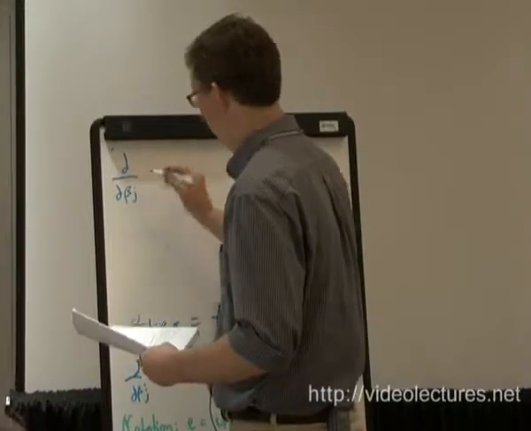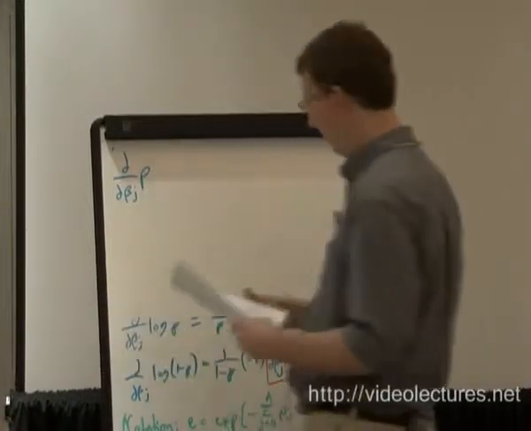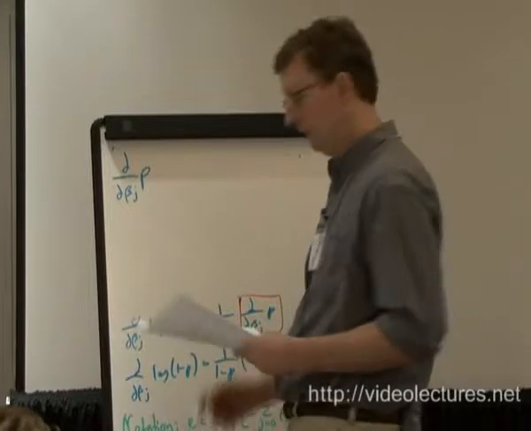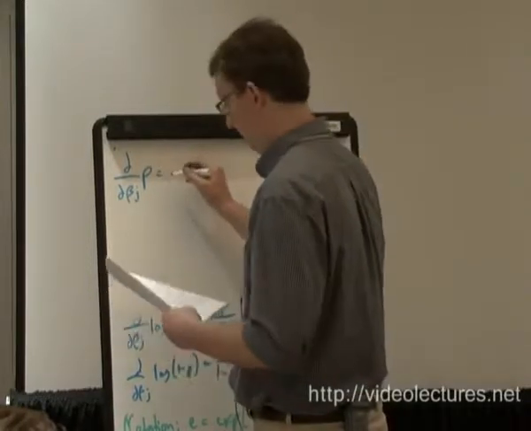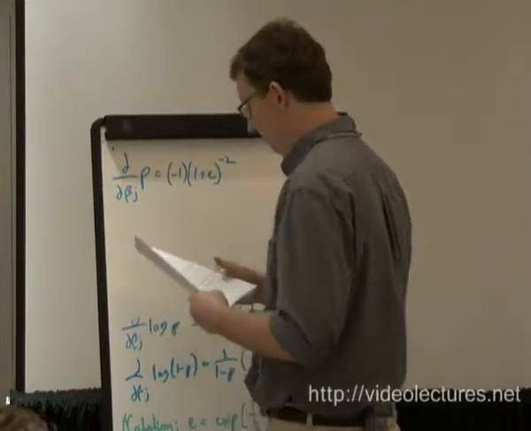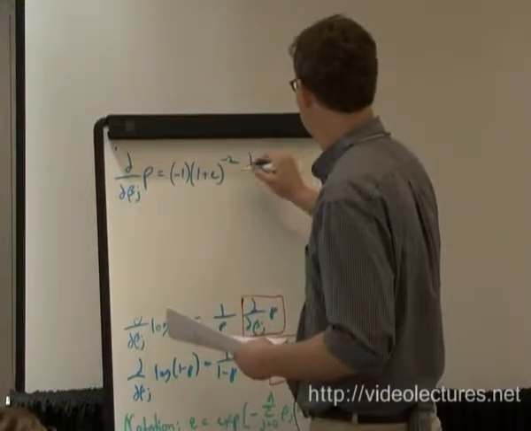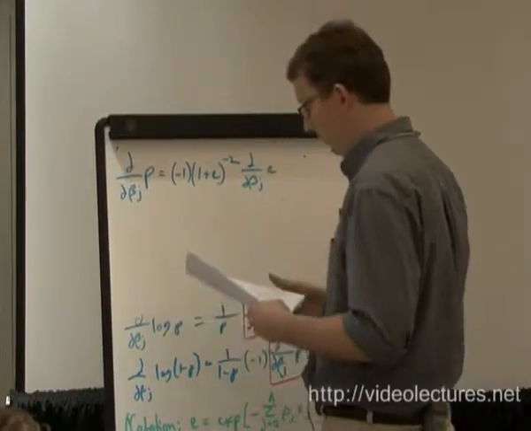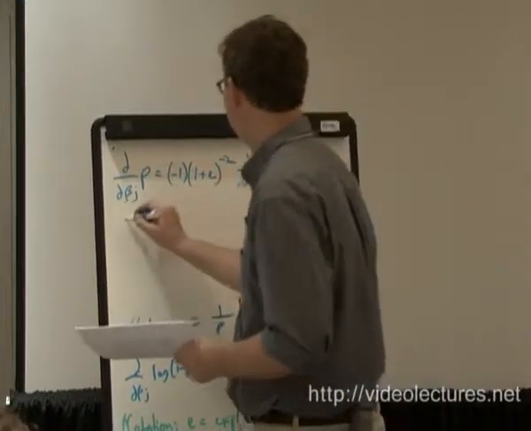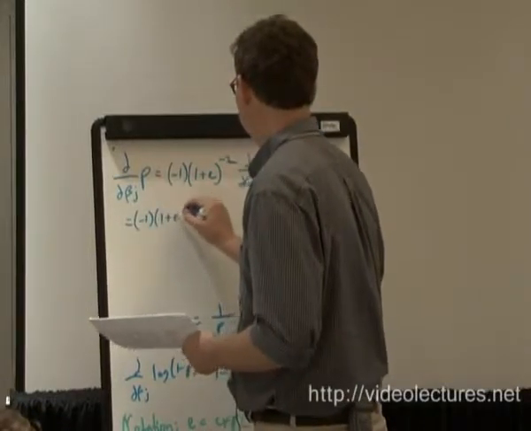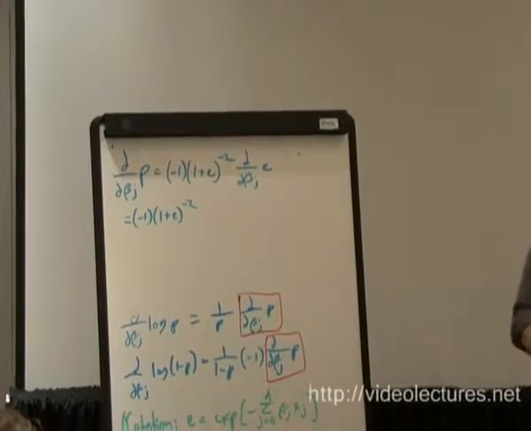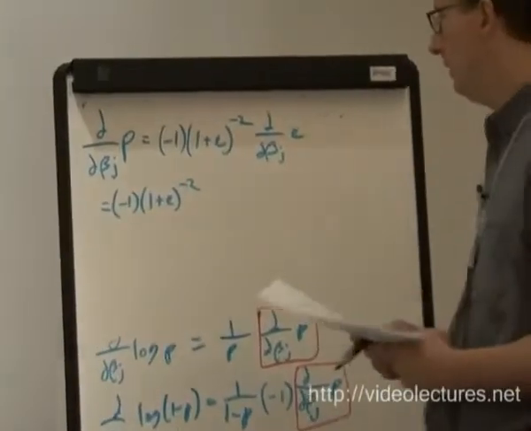Then d by d beta j of p, that's the thing I need to work out here. This is the definition of p. So it's minus 1 times 1 plus e to the power minus 2 times d by d beta j of e. And then e is an exponential function, so the derivative of an exponential is the exponential.